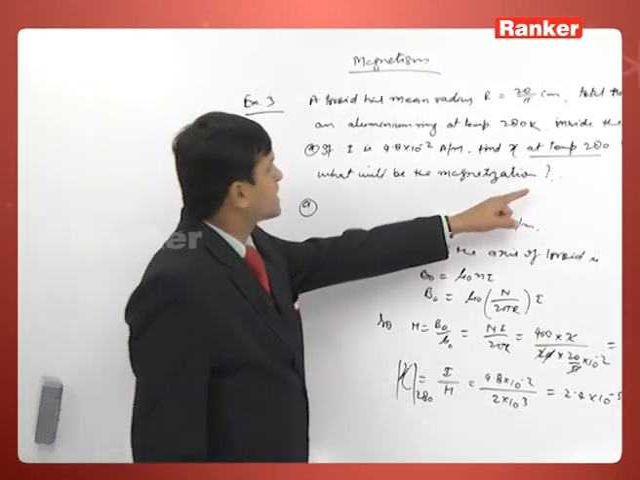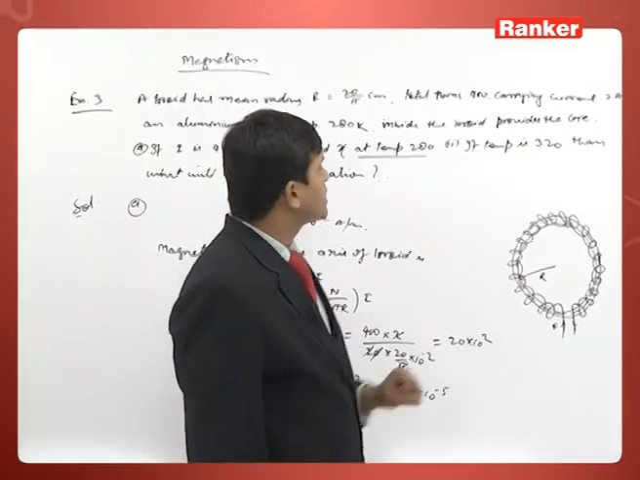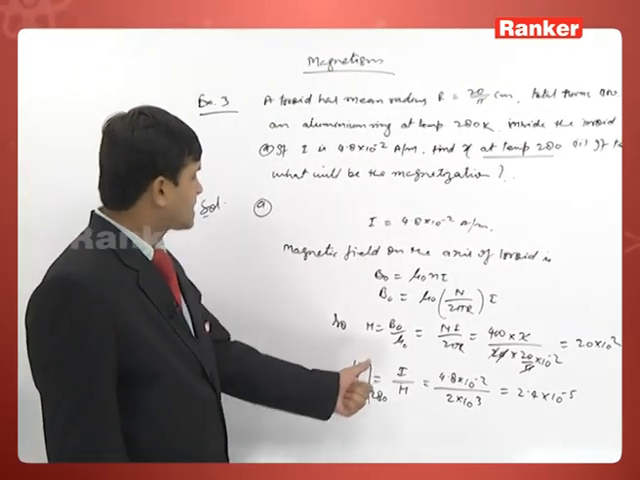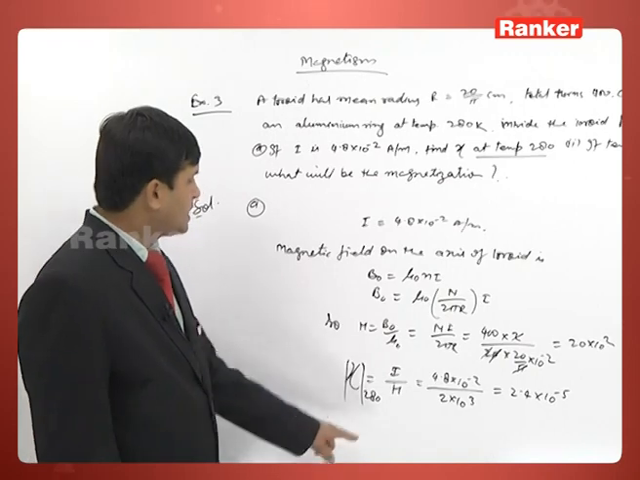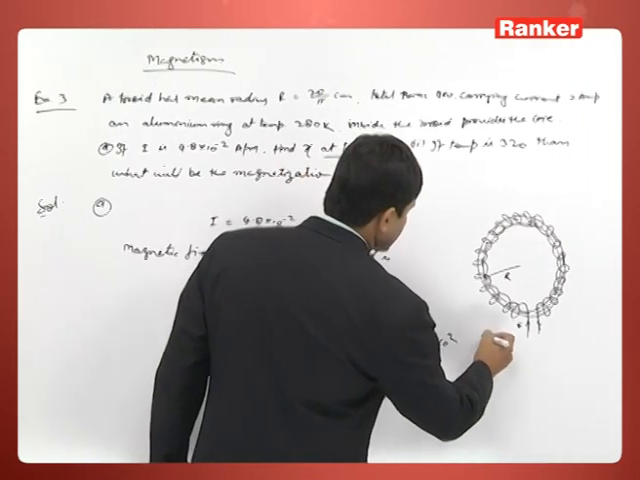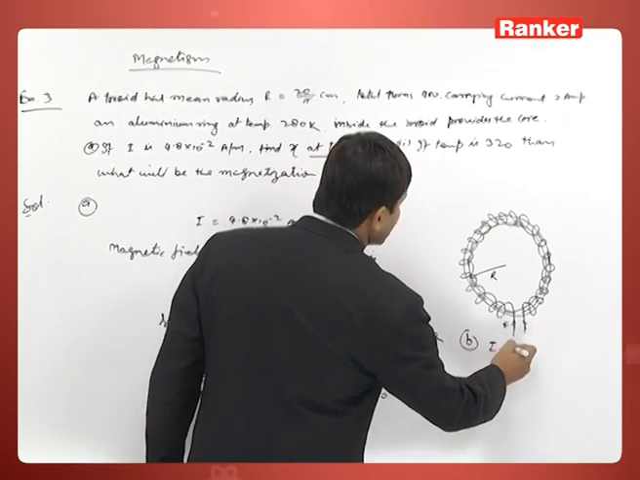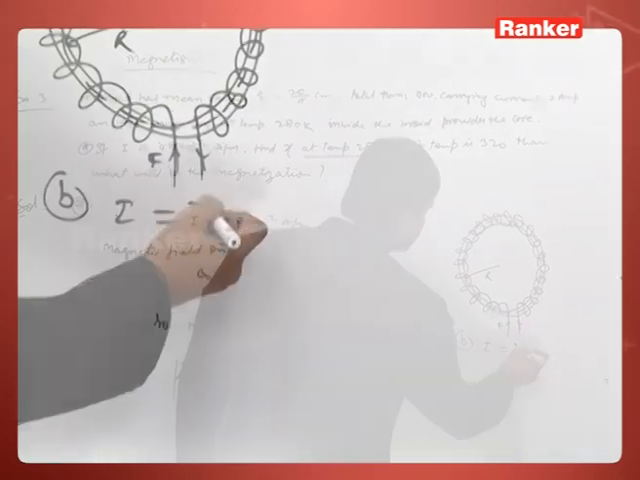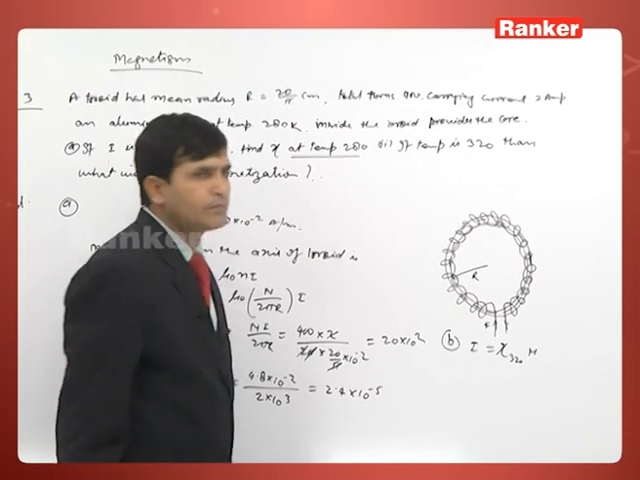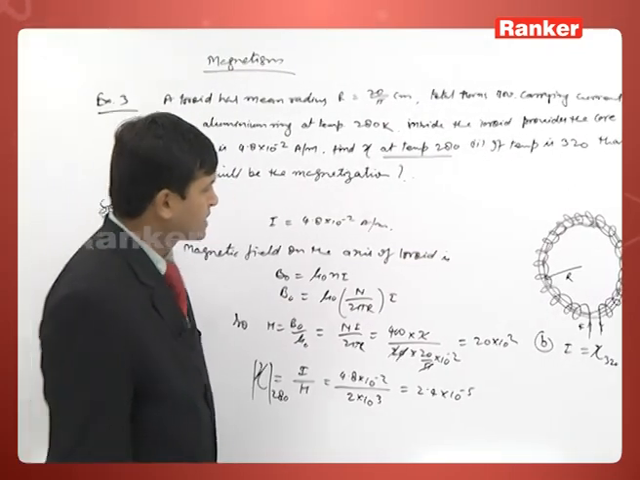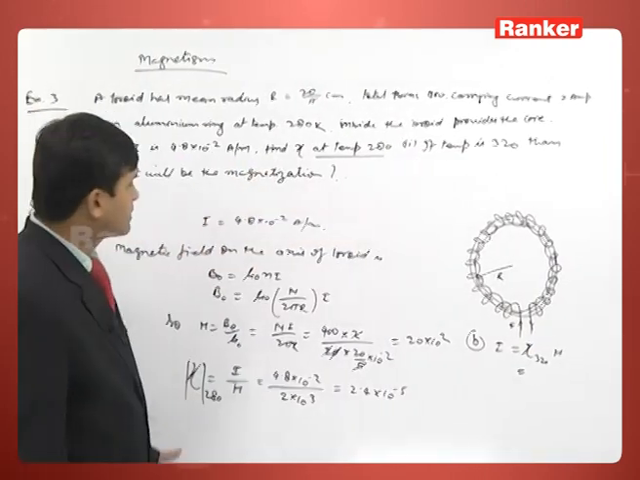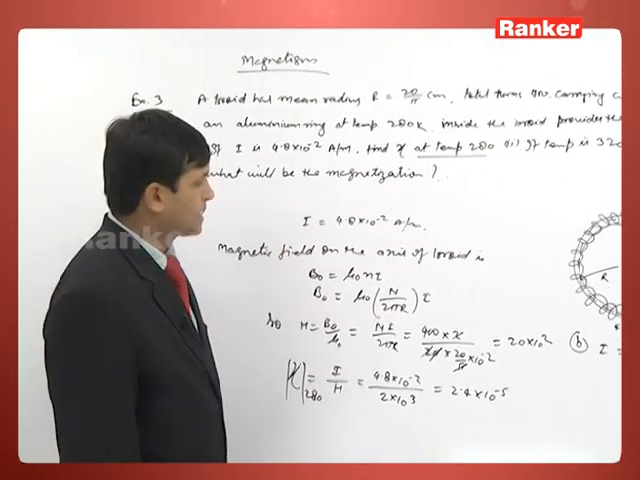Now for the second part, they are asking what is the magnetization at temperature 320. Magnetization means I value they are asking. In I value, H will not change. So see the second part. I is equal to susceptibility at 320 temperature into H. H does not depend on temperature here. So as we know, susceptibility is inversely proportional to temperature.